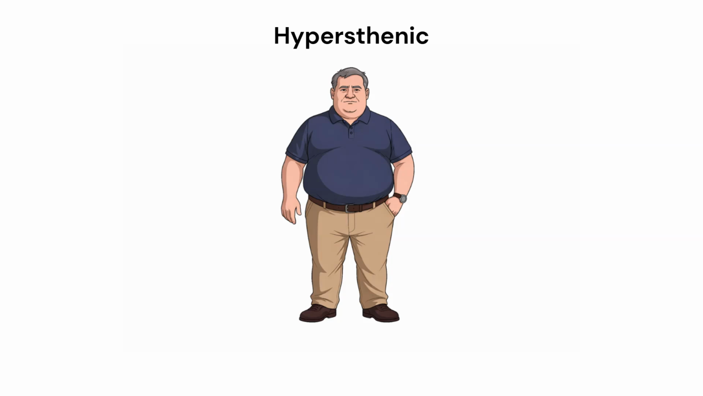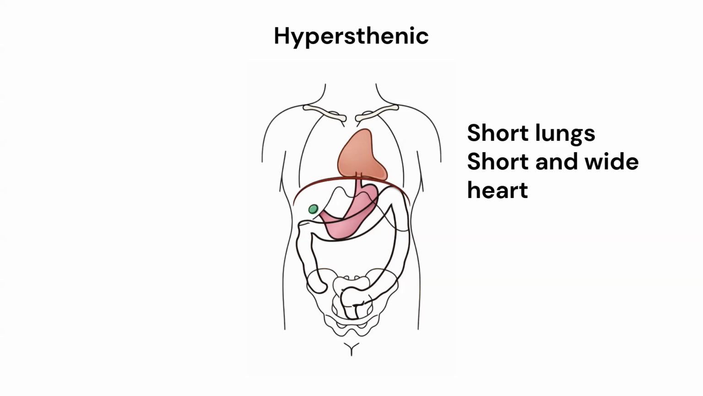The hypersthenic body habitus is characterized by a broad and thick body build. The thorax appears wide, and the abdominal cavity is relatively short from top to bottom. The diaphragm in hypersthenic individuals tends to sit higher within the thoracic cavity. Because the abdominal contents are pushed upward, the lungs appear shorter in vertical length.